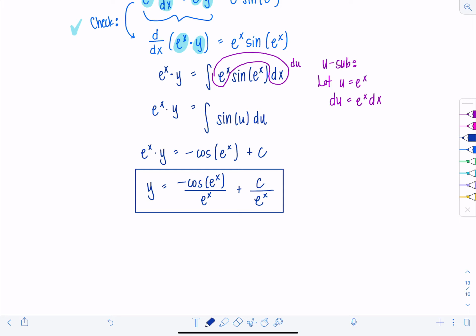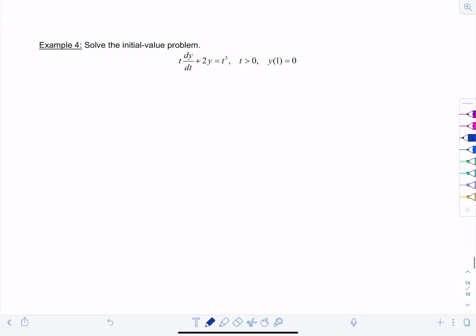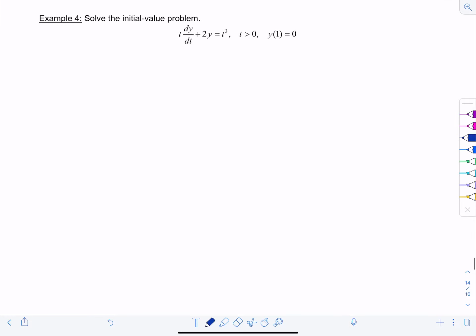Okay, now we're going to look at some initial value problems where they're going to give us information so that we can actually figure out what c is. So first example, solve the initial value problem. We have t times dy dt plus 2y equals t cubed. They're telling me t is greater than 0, okay? And then y of 1 equals 0. So we'll save that for the end to find c.